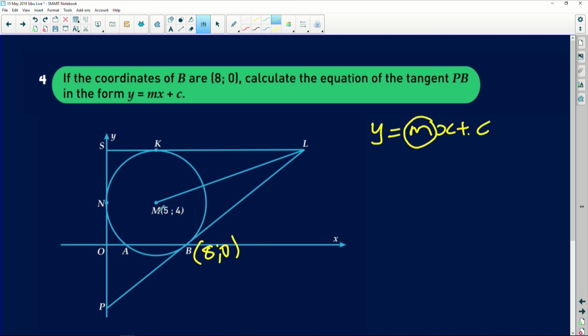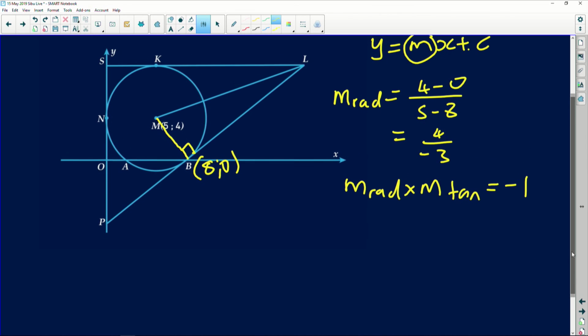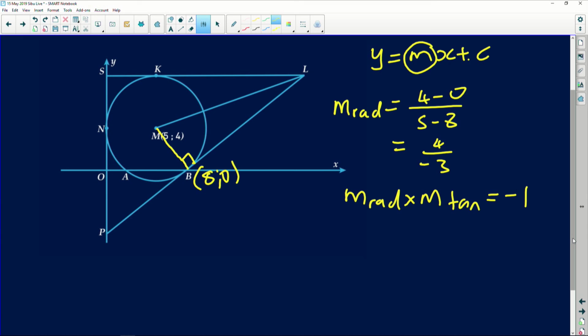Now, we will use one of the things that I saw in that video, that the gradient of the tangent perpendicular to the gradient of the radius will give you -1 when you multiply them. We already know the point M and the point B, so I can simply work out the gradient of the radius, which is y2 minus y1, it's 4 minus 0 over 5 minus 8, which is simply going to be 4 over -3. But that is the gradient of the radius. However, the gradient of the radius times the gradient of the tangent must give us -1. Why? Because a tangent is perpendicular to the radius. A tangent and a radius are perpendicular to each other.